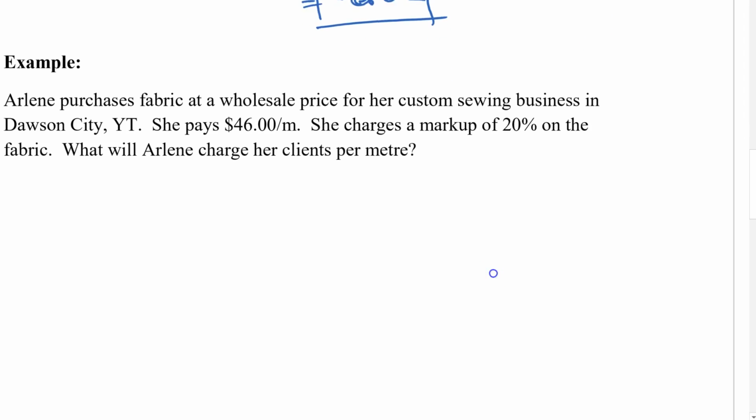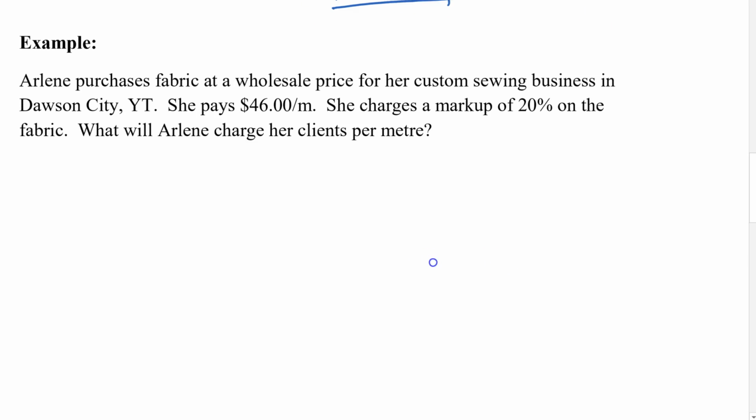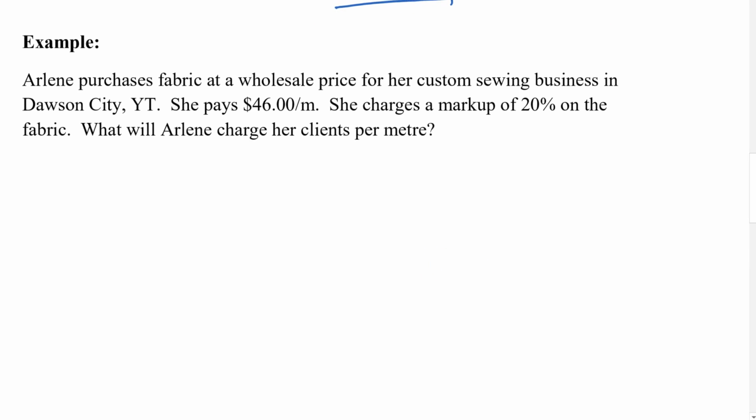Second example, Arlene purchases fabric at a wholesale price for her custom sewing business in Dawson City, Yukon Territory. She pays $46 per meter. She charges a markup of 20% on the fabric. So in this case, you're going to start with $46 plus some amount of markup, and it's going to give you our final price here, right? So how much is the markup?